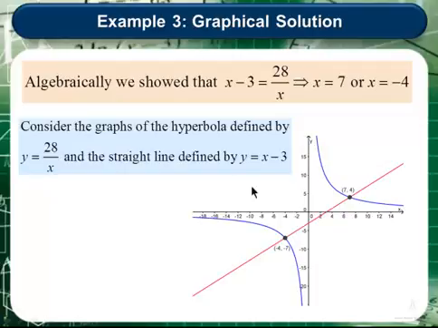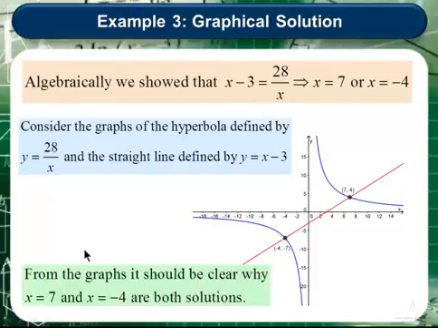And as expected, when x is equal to 7 and when x is equal to minus 4, we have points of intersection with corresponding y values. In this case, y is equal to 4 and y is equal to minus 7 respectively. But for those particular x values, if we calculate the left hand side and the right hand side, we'll have the same value in such a case. And this then makes it clear from the graphs that x equal to 7 and x equal to minus 4 are both solutions or roots for the original quadratic equation.